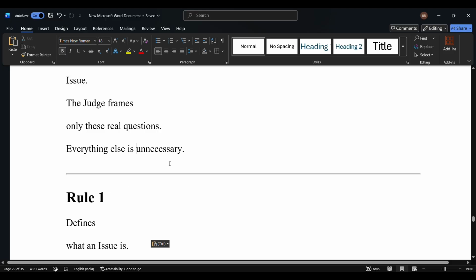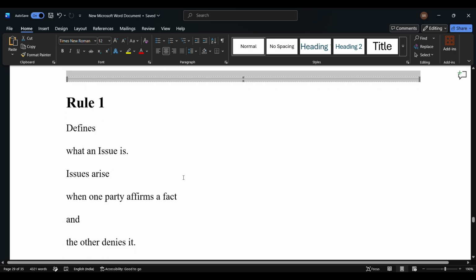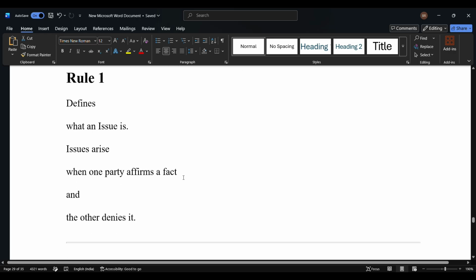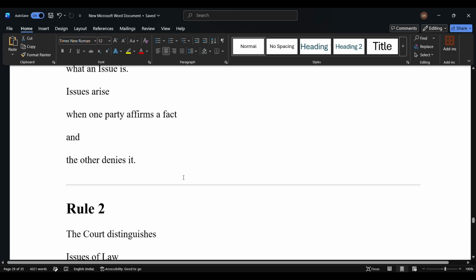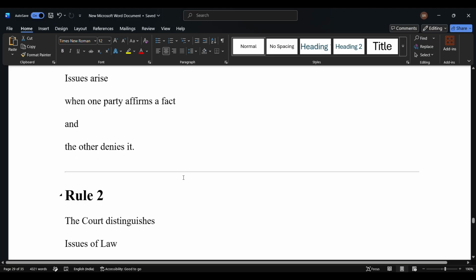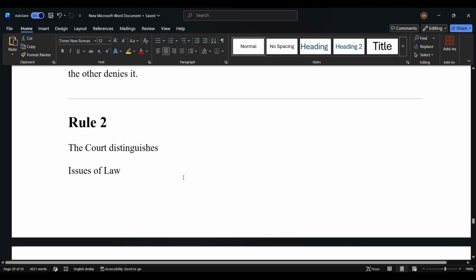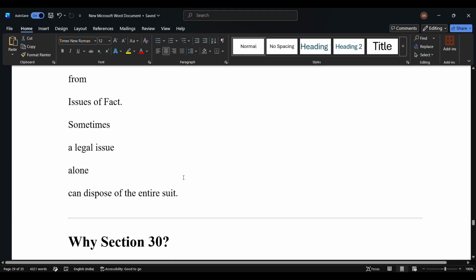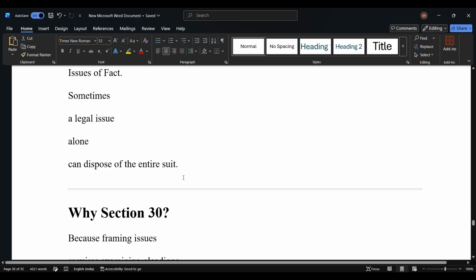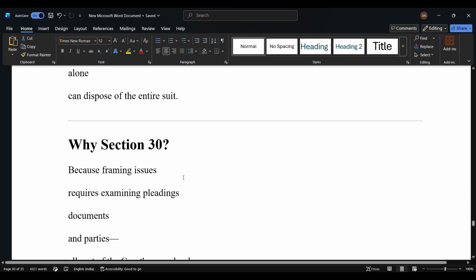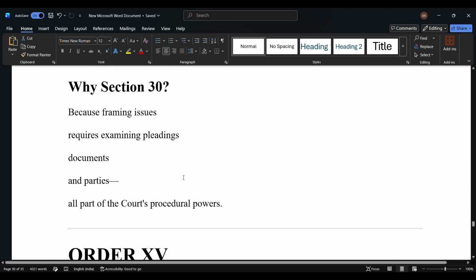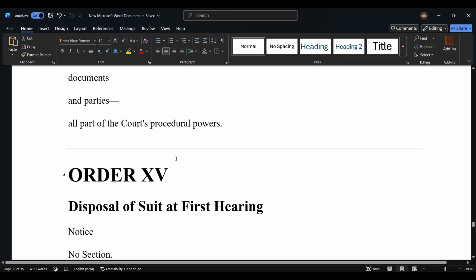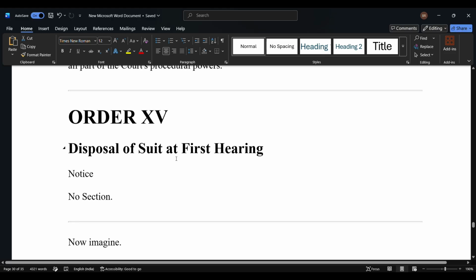Everything else is unnecessary. Rule 1 defines what an issue is. Issues arise when one party affirms a fact and the other denies it. Rule 2: the court distinguishes issues of law from issues of fact. Sometimes, a legal issue alone can dispose of the entire suit. Why Section 30? Because framing issues requires examining pleadings, documents, and parties, all part of the court's procedural powers.